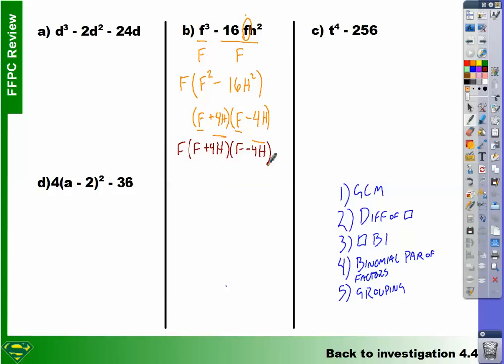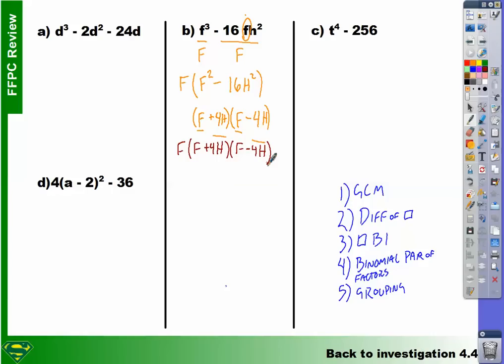Wait, don't you want to write like a little squared for difference of squares? No, you don't. Okay. So moving on to the next one. By the way, in question A, we had a greatest common monomial and then a binomial pair of factors. In the second one, we had greatest common monomial and a difference of squares. So you'll see a fairly common pattern in what the possibilities are.